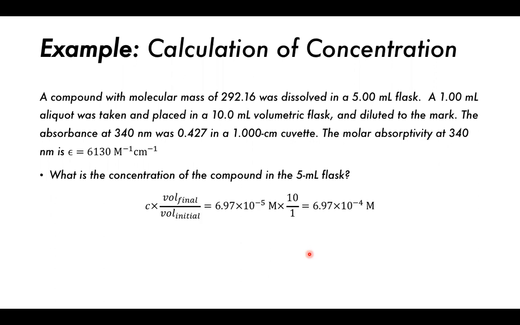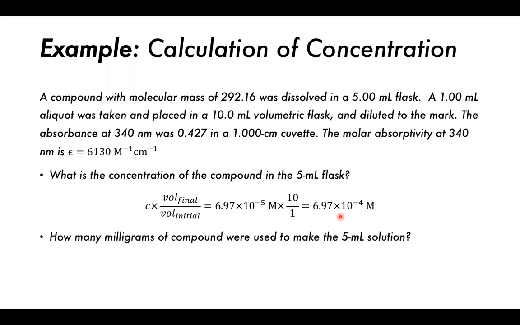So what is the original concentration after the dilution? That's just going to be multiplied by our dilution factor. So the concentration is going to be multiplied by the final volume over the initial volume. The final volume was 10 milliliters. The initial volume was 1. So it will be equal to 6.97 times 10 to the minus 5 moles per liter times 10 over 1, which is equal to 6.97 times 10 to the minus 4 moles per liter as the concentration in the 5 milliliter flask. So it's just our dilution factor.